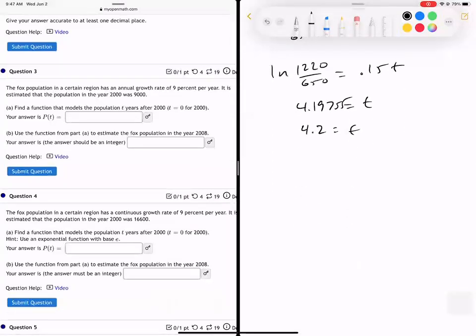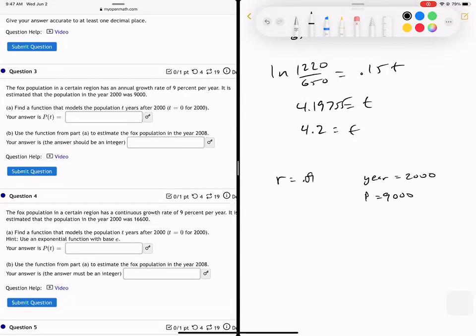A fox population in a certain region has an annual growth rate of 9% per year. So our rate is 0.9. Oh, sorry, not 0.9, 0.09, right? That would be 90% per year. It is estimated that the population in the year 2000, so the year was 2000, and the population was 9,000. Okay, find the function that models the population t years after 2000.